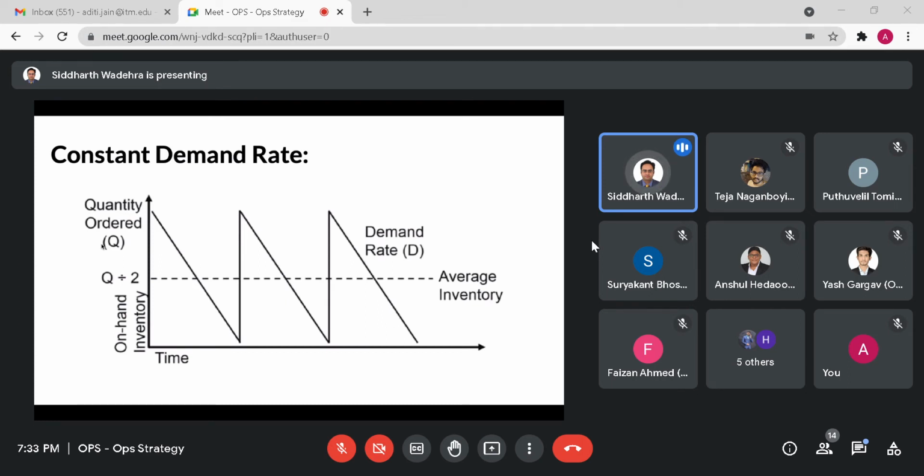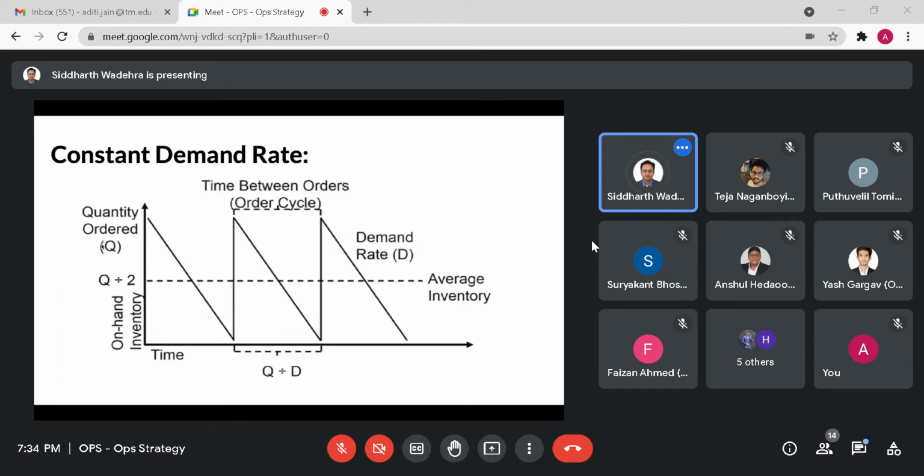So when you have a constant demand rate and an annual demand of D, your average inventory at any point in time is going to be Q divided by 2. So if you are ordering Q at a time, your average inventory is going to be Q divided by 2, simply because you start off with Q and it goes down to 0. Starting and ending inventory are Q and 0, and the average is really Q divided by 2.